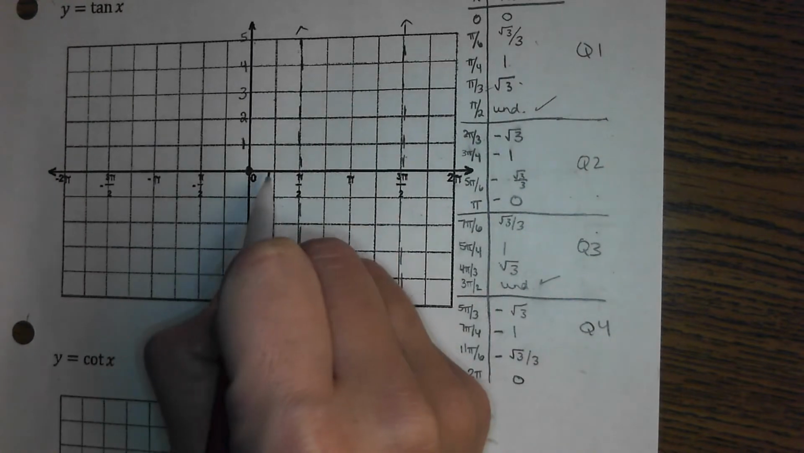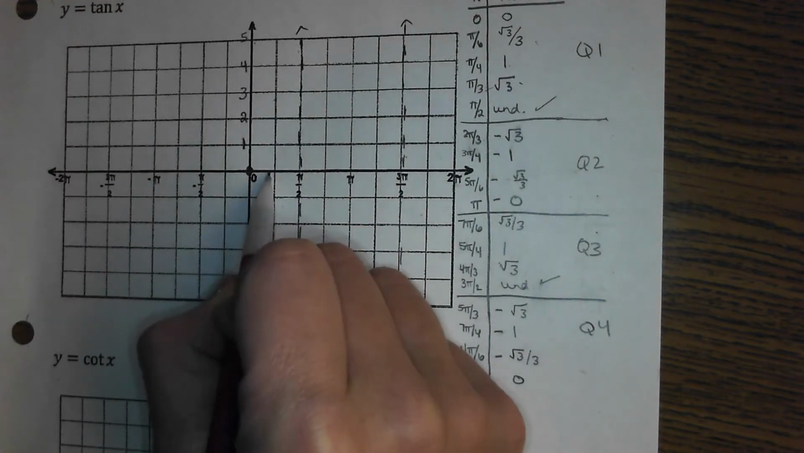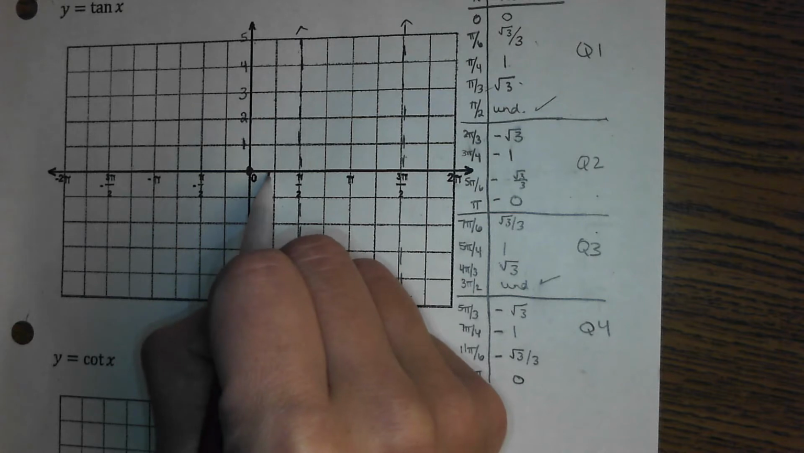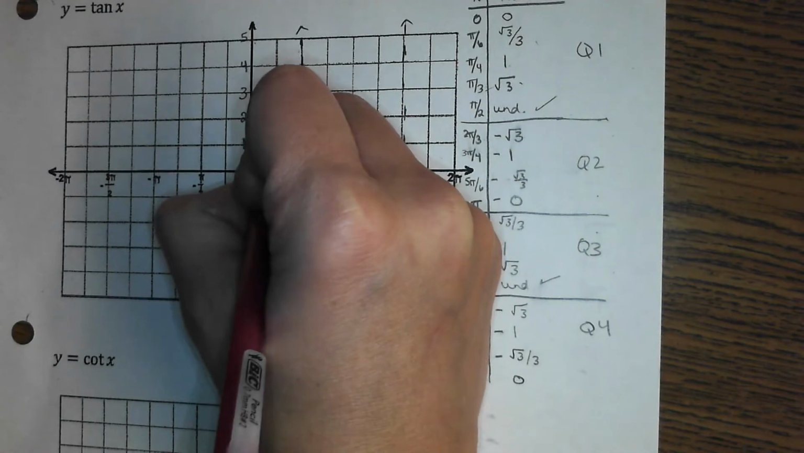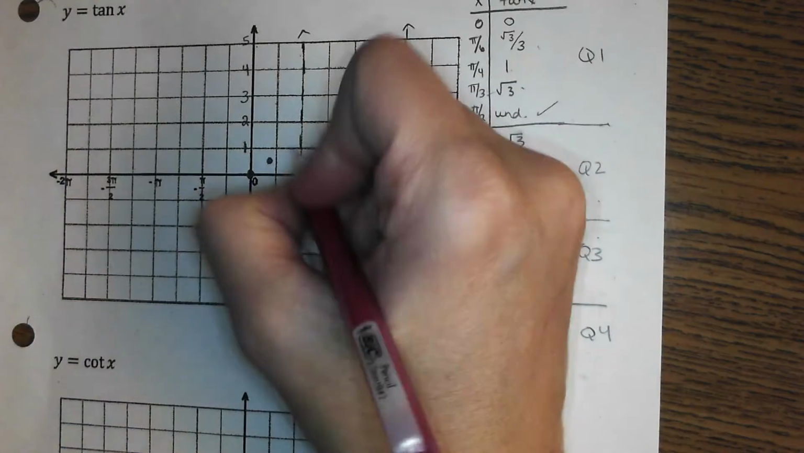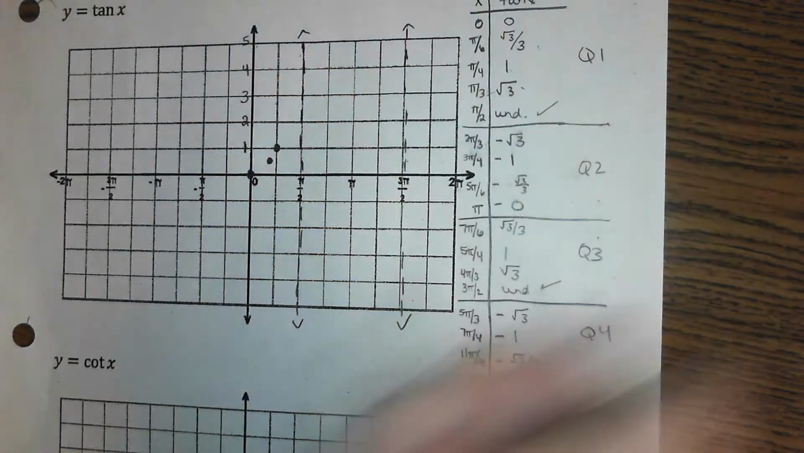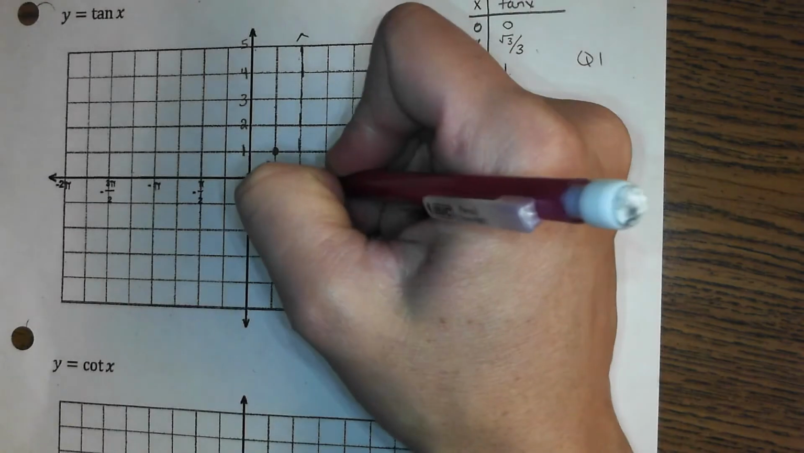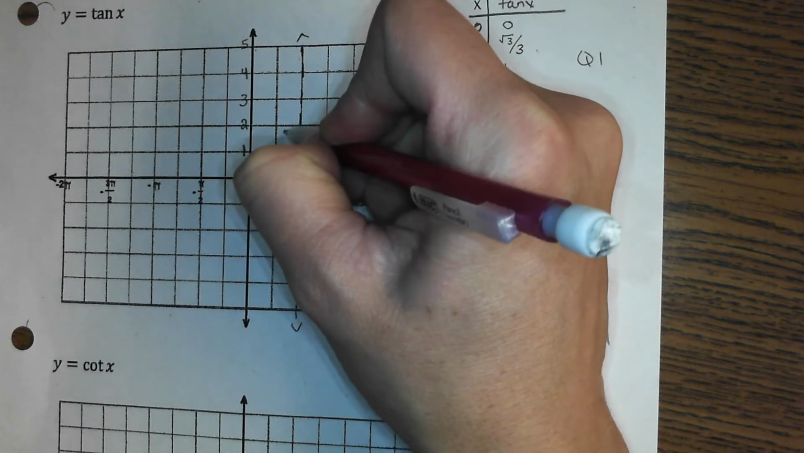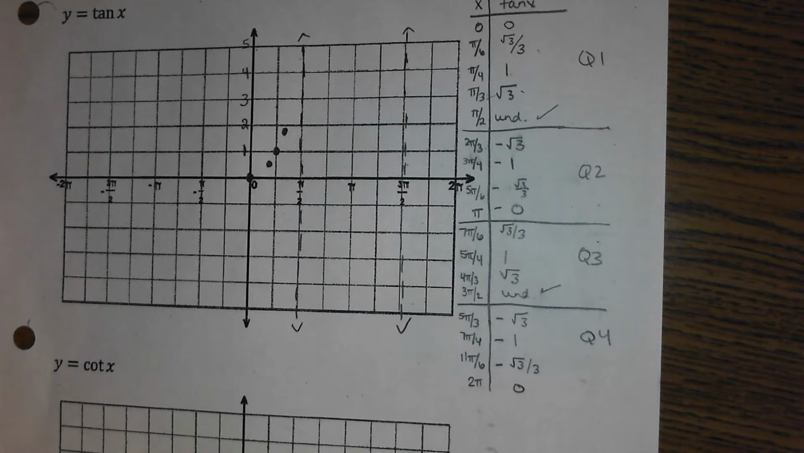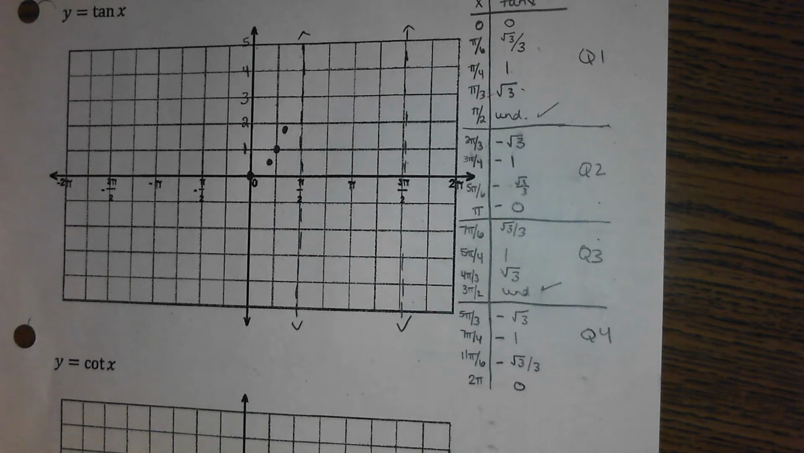So pi over 6, which is about a third of the way to pi over 2, right? 30 degrees as compared to 90 degrees. And then 0.577, so that's right around there-ish. Pi over 4 is at 1. Pi over 3 is at root 3, which is 1.7. And that's kind of all we see so far there.